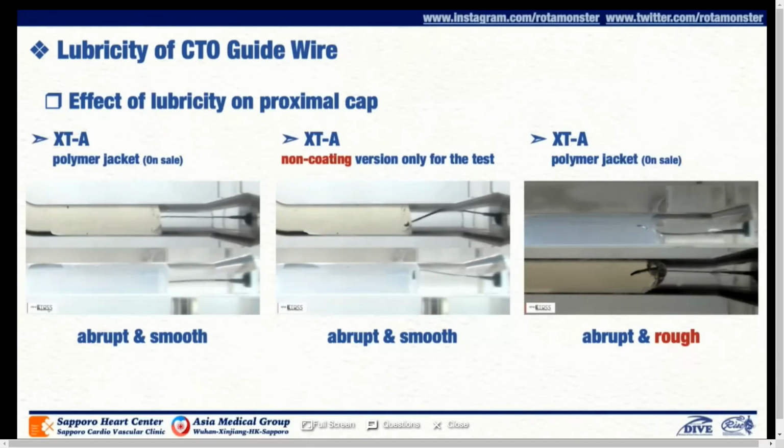The non-coating XTA made for this test is able to penetrate the cap without slipping on the surface, although it is difficult to do so. Please see the video on the right. Even XTA with a polymer jacket can penetrate the proximal cap if the cap surface is in rough conditions.